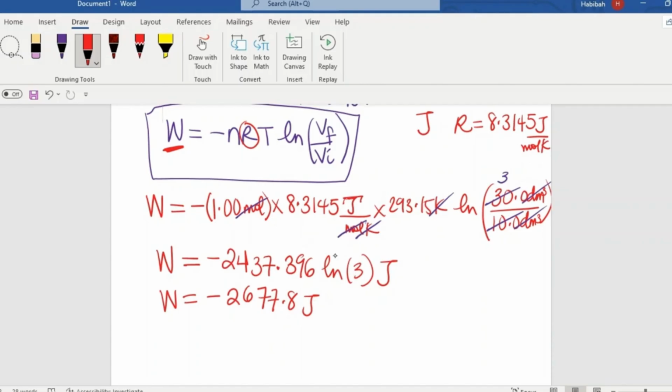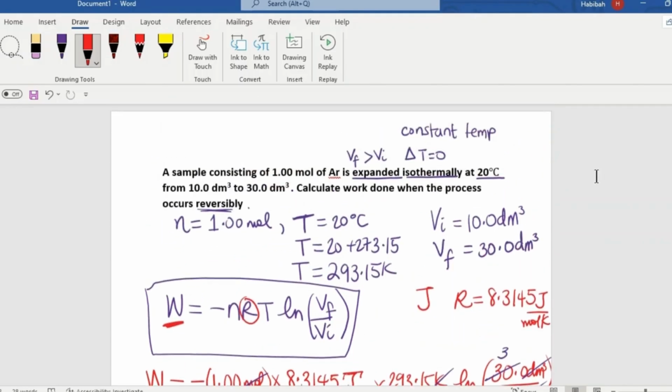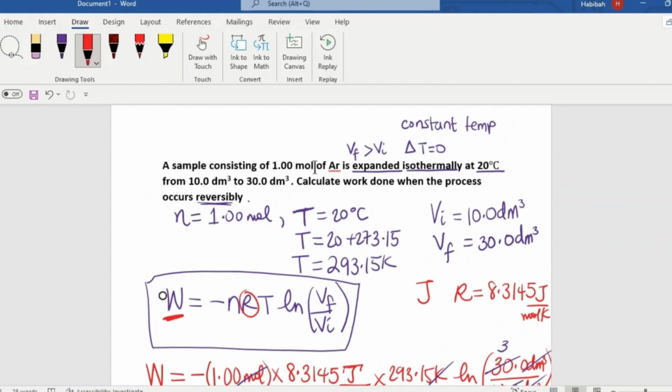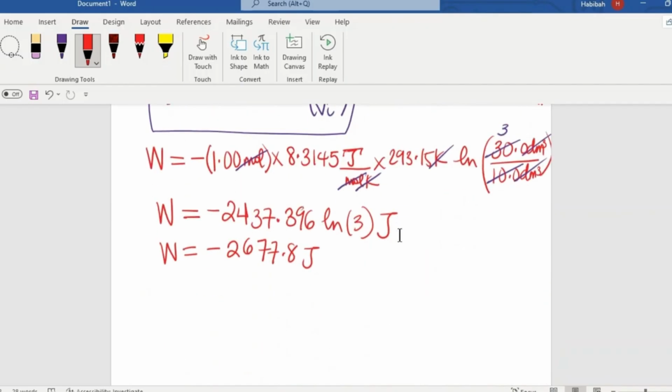But then we have to go back to our question. We see that 1.0 is 3 sig figs, and 10.0 and 30.0 are all 3 sig figs. So we're supposed to put our answer in 3 sig figs, which means our numerical value is supposed to stop at 7. So we end up with work done equals negative 2.68 times 10 raised to the power of 3, using scientific notation to keep it in 3 sig figs, joules. And this is the answer.